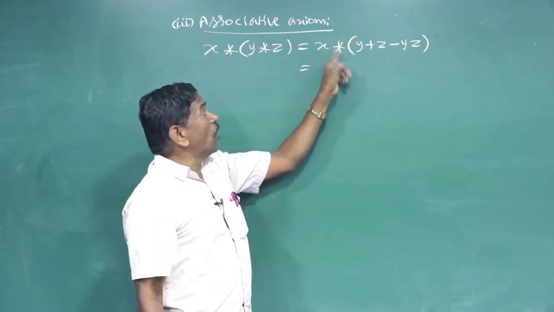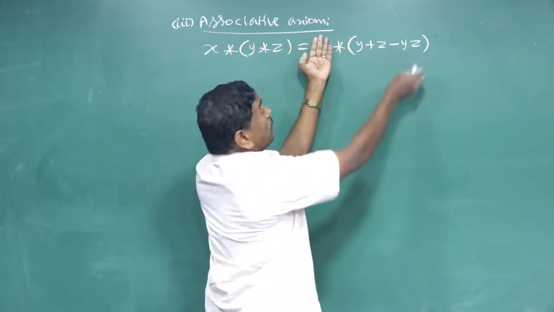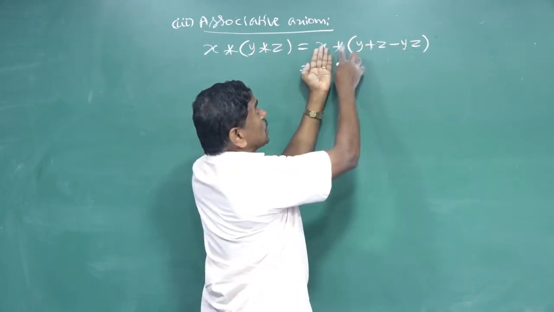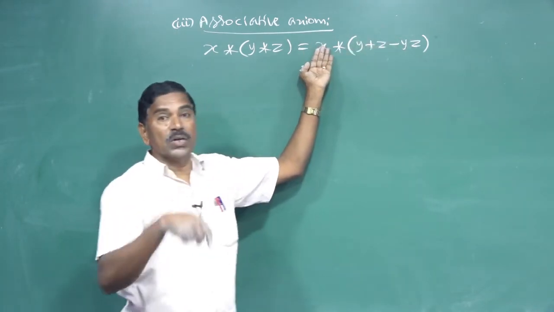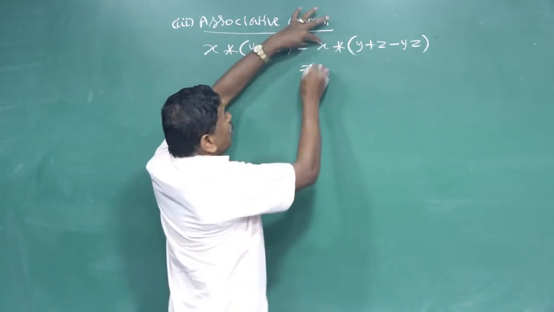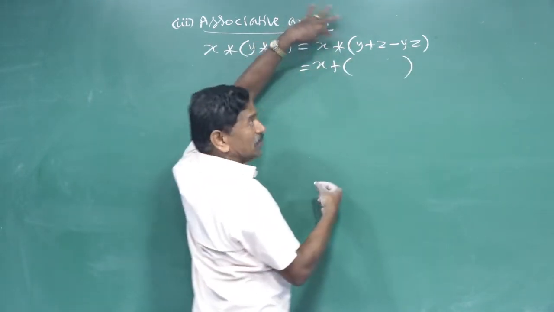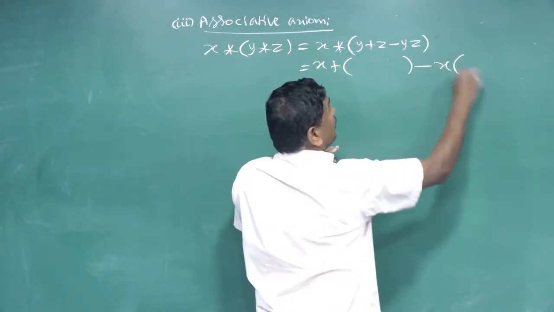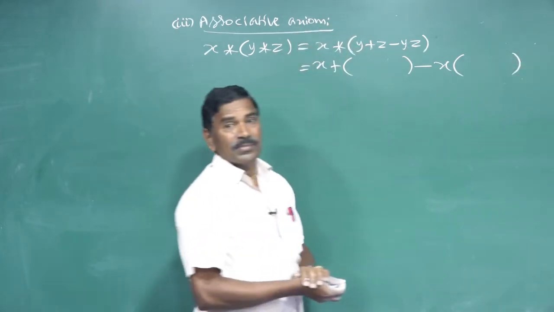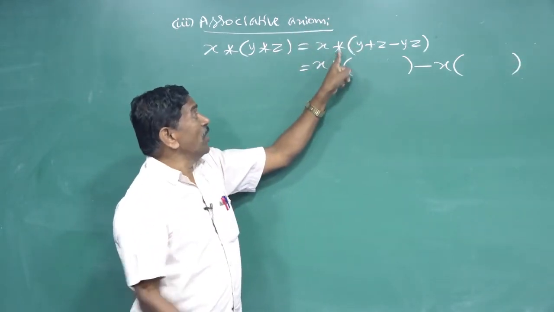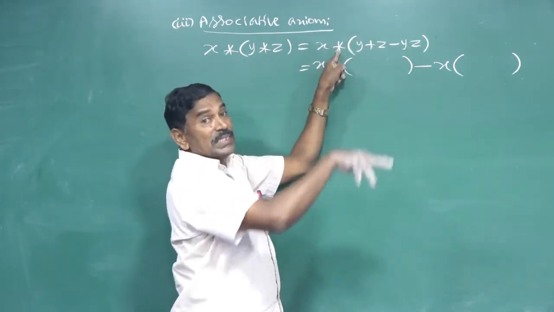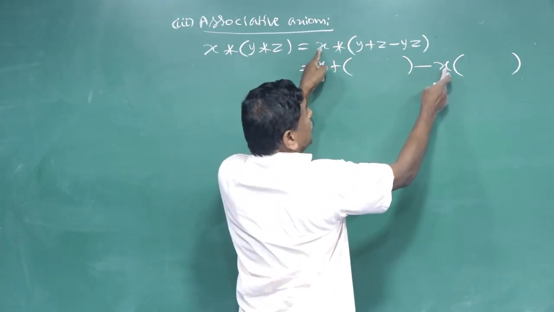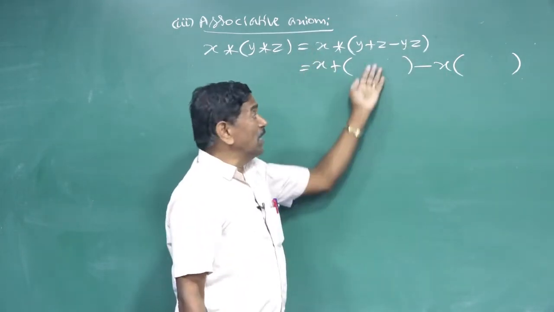Here, the star before is one element and the part after the star is fully considered as one element. Now first element star second element, what is the rule? The rule is given by first element plus second element minus first element into second element. Listen to the technique: if the star is defined between the two elements, then its answer is first element plus second element minus first element into second element. That's all.